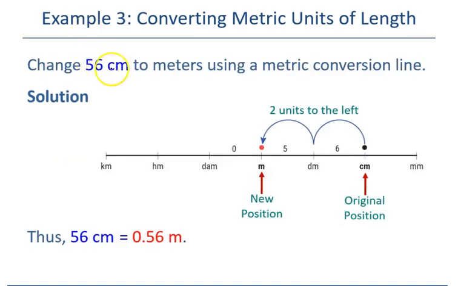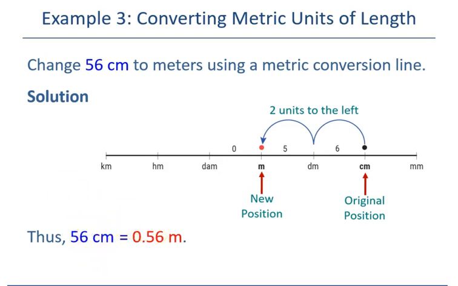Change 56 centimeters to meters using a metric conversion line. Okay, notice here that 2 units to the left. I've got centimeters here. Notice I've got millimeters, centimeters, decimeters, meters. I do forget the hectometers and kilometers. I do forget this one right there actually. So notice that 2 units to the left is meters. Well, that means I'm moving that decimal 2 units to the left. And so therefore you can see why the conversion is so nice.